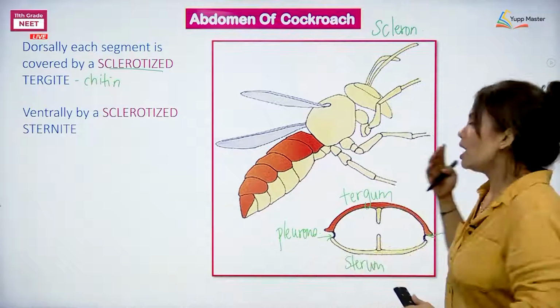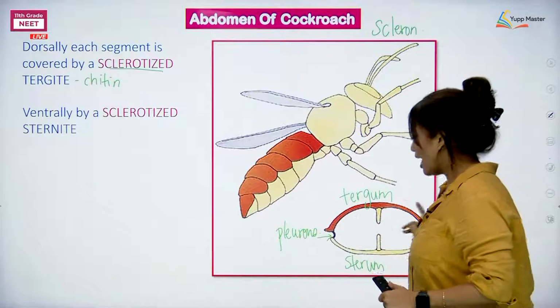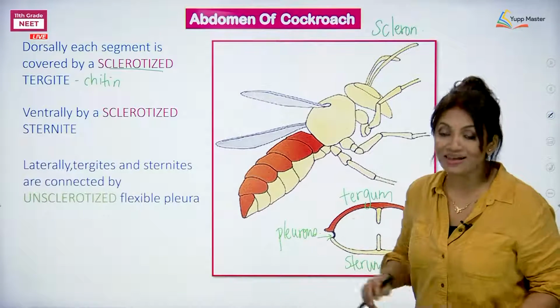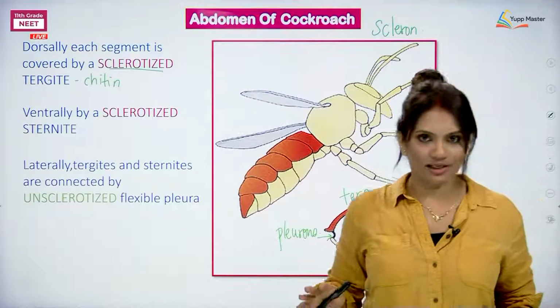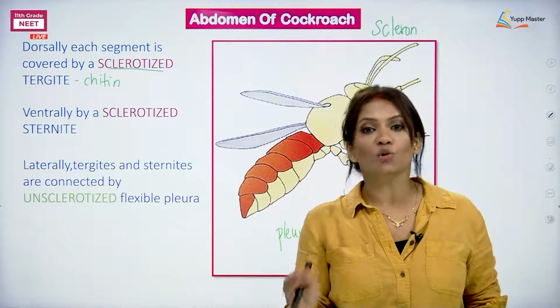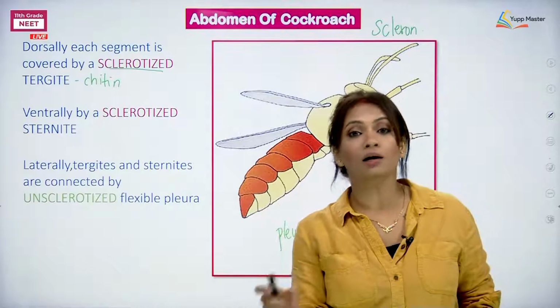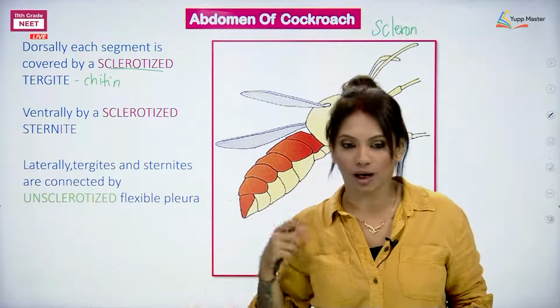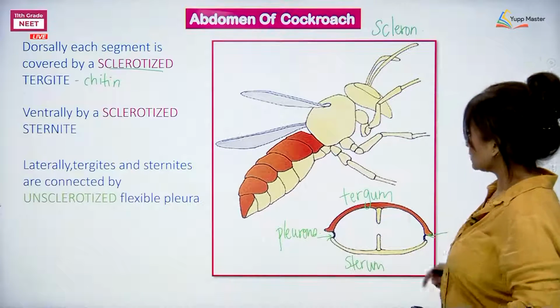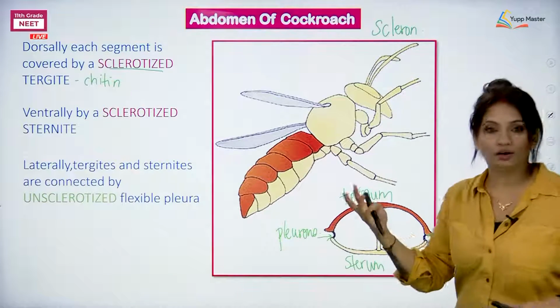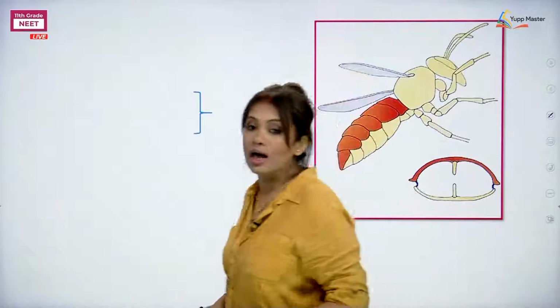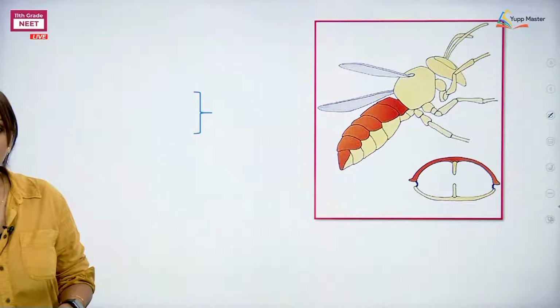And lastly, the lateral regions, the pleura, are unsclerotized. They are just made up of chitin, so they are called the unsclerotized pleura. So these were the 3 layers of the exoskeleton of the cockroach, at the level of the abdomen.